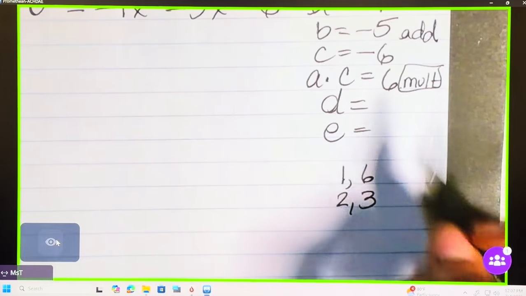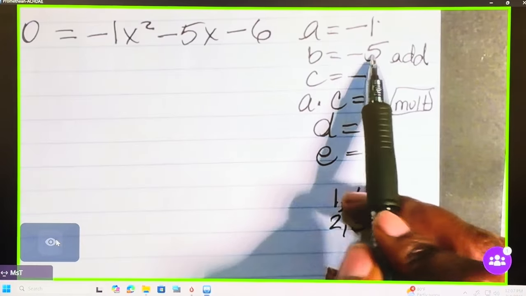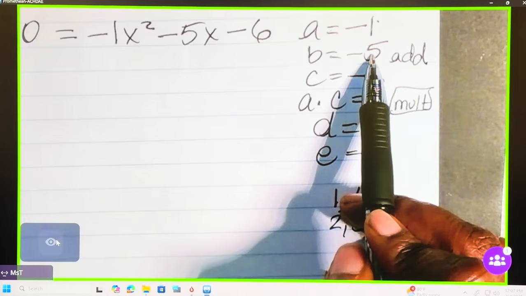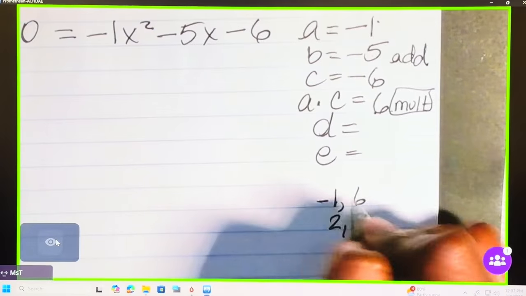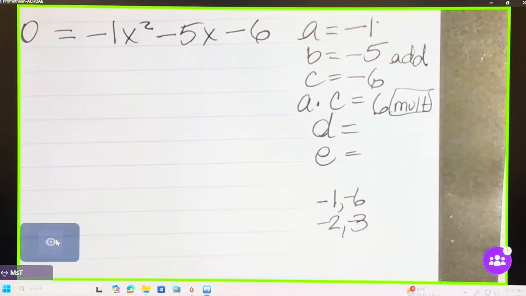How do I know that? Because I got a negative. I need a negative when I add them. So something got to be negative, right? But I need two negatives because when you multiply them, they come out to be positive. So this is going to be negative 6 and negative 1 or negative 2 and negative 3. Those are my only options. Are y'all with me?